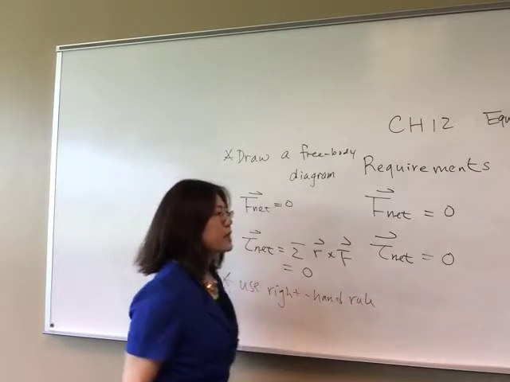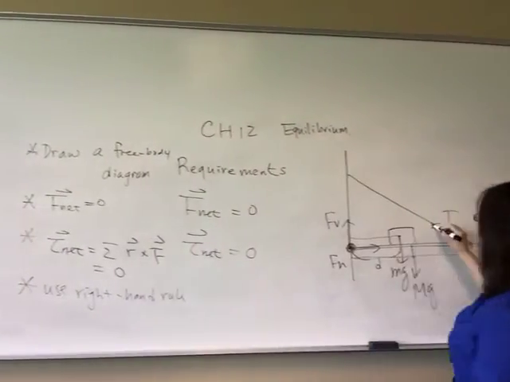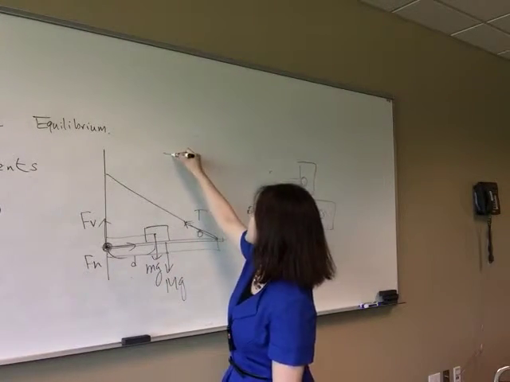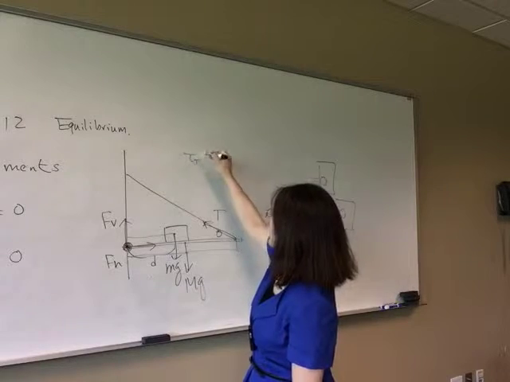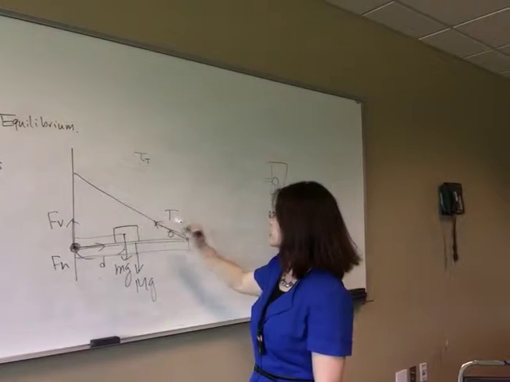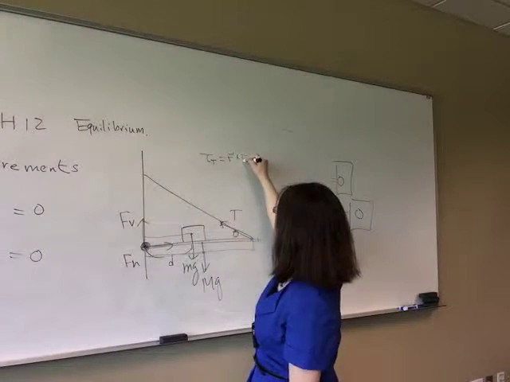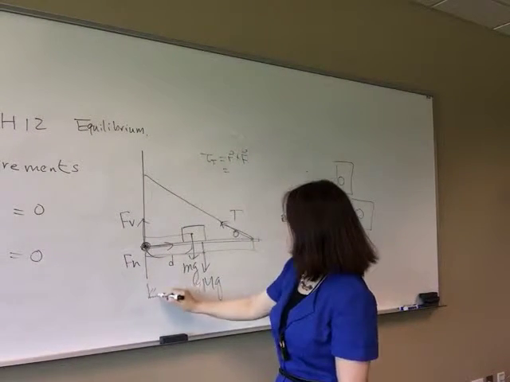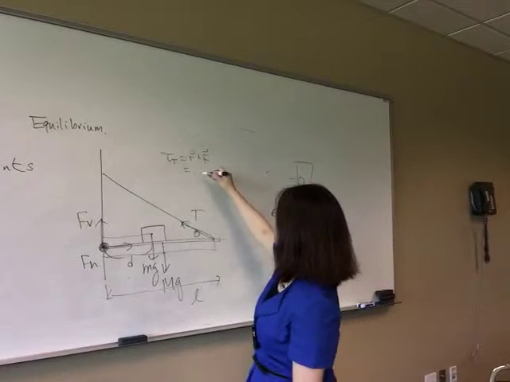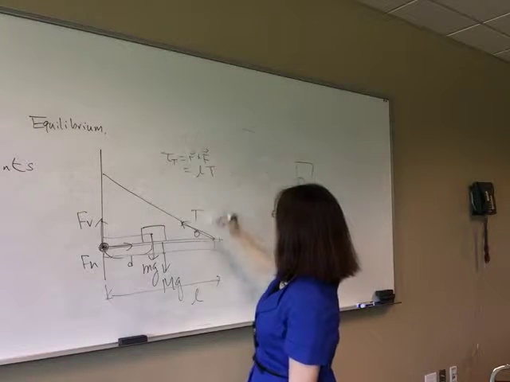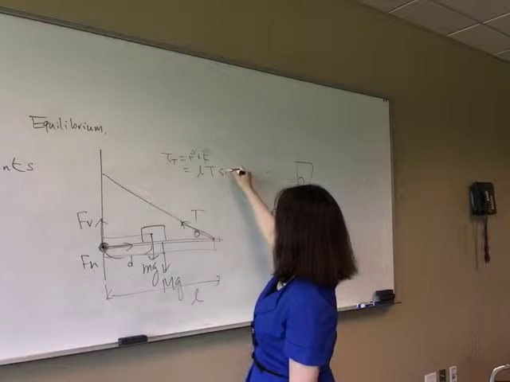And so that's R cross F. Take for example, this is the tension. What is your R? If we calculate torque, so let's say the torque that is contributed by this tension, you will have R cross F, right? So your R here, let's say this R is the total L, the total length of the bar, and your F is T, and then sine of the angle between them.